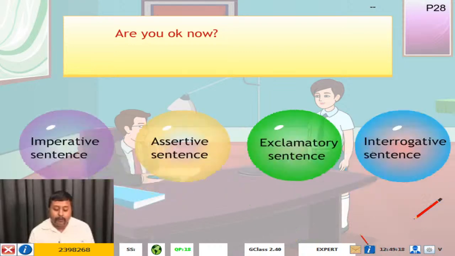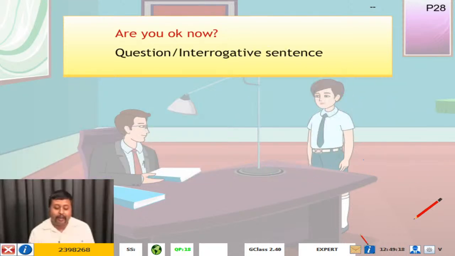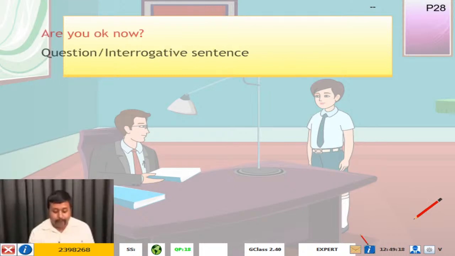Are you okay now? What would be this now? Imperative, assertive, exclamatory, or interrogative? Very good. Again, an example of an interrogative sentence. Are you okay now?